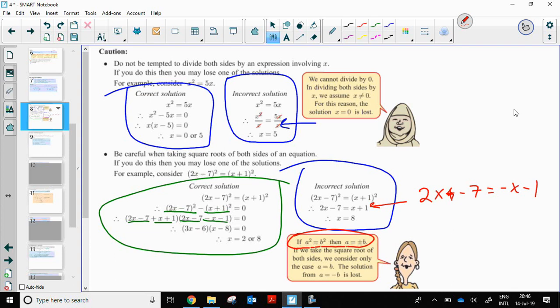The point of all this is don't just go dividing both sides of an equation by a variable or an expression with a variable, and don't just go around taking even roots of equations on both sides all willy-nilly, because you might end up missing a solution. All right.